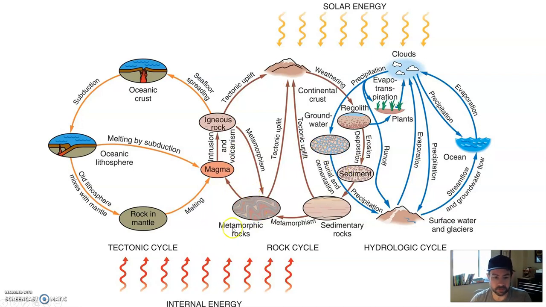The reason the rock cycle exists is because of the interaction between the tectonic cycle, Earth's internal heat causing mantle convection, moving plates around. But the rock cycle also interacts with the hydrologic cycle and solar energy. If it wasn't for the hydrologic cycle, the water cycle, and energy we get from the sun, then this cycle would be incomplete. So this is where we're going to spend our next month or so.